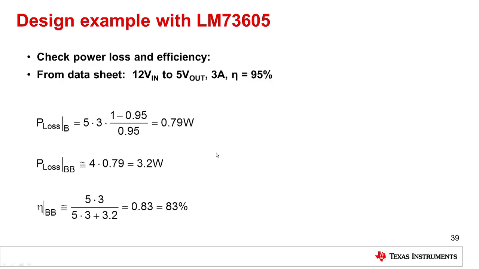Let's check the efficiency and the power loss. From the datasheet, as a buck, going from 12 to 5 volts at 3 amps, the efficiency is about 95%. That gives us a loss of almost 0.8 watts. Again, if we go back a few slides, we'll see that the relationship between the power loss of a buck and a buck boost under these conditions is about 4x. Multiplying 4 by 0.79, we get about 3.2 watts. Putting it back in the efficiency calculator, we get an efficiency of about 83%. So again, it's quite a bit less, but that's typically what you can expect when using a buck as a buck boost.